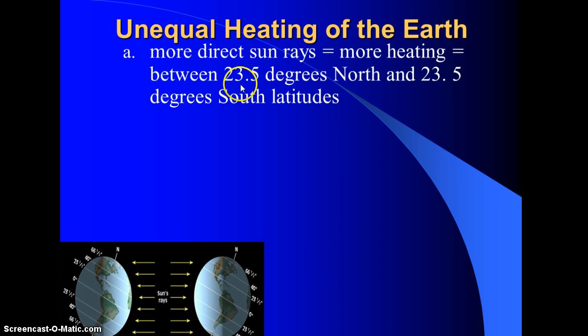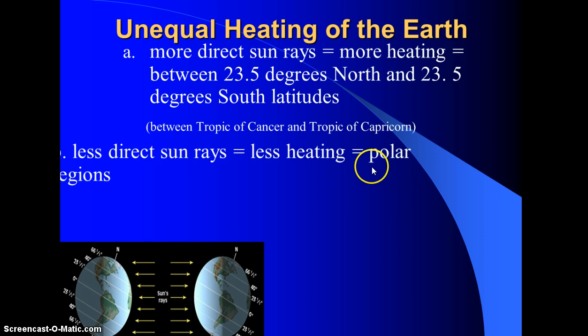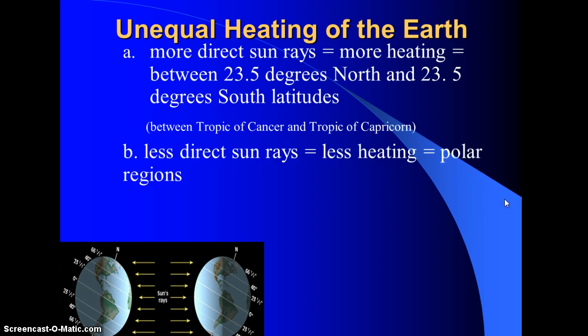This occurs between the latitudes of 23.5 degrees north and 23.5 degrees south. So these two lines, this band, is the band on our planet that gets the most energy. Anything above or below that band is going to get less. This would be between what's called the Tropic of Cancer and Tropic of Capricorn. Less direct sun rays equals less heating, and those are the polar regions.